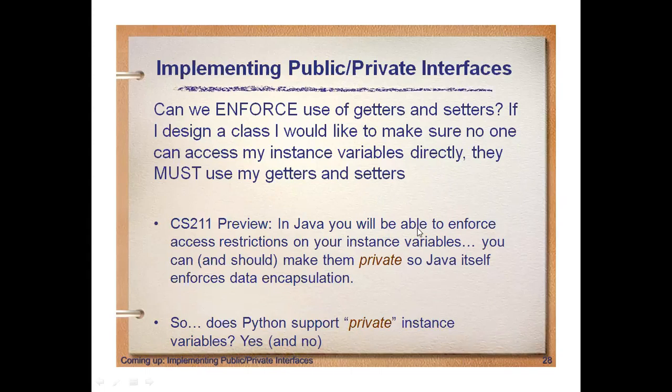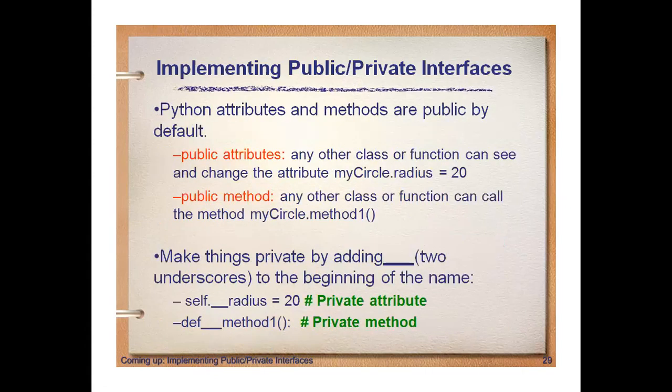Now, let's see how this particular thing works. In Java, you will be able to enforce access restrictions on your instance variable. You can make them private. So Java itself enforces data encapsulation. So what happens in case of Python? Does Python support the private instance variable? Yes or no? We have seen in a previous slide that Python doesn't fully support private instances, right? So let's see what happens here in Python programming.